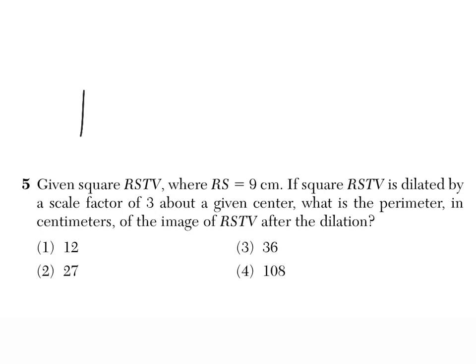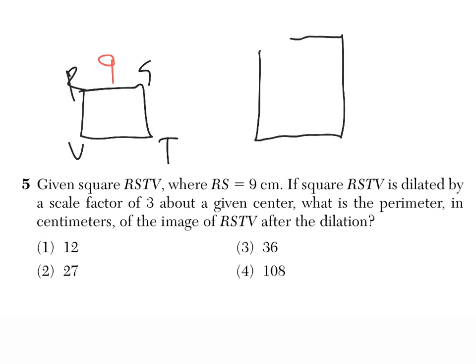Let's take a look at question number 5. It says, given square RSTV, I'm going to draw a little visual, where RS is 9 centimeters. If square RSTV is dilated by a scale factor of 3 about a given center, what is the perimeter in centimeters of the image RSTV after the dilation? So it's increasing in size by 3. And so after the dilation, RS is no longer 9. We're going to multiply by 3, and that, of course, is going to give us 27.